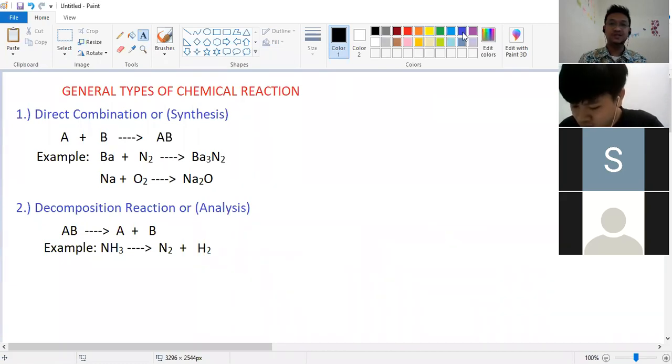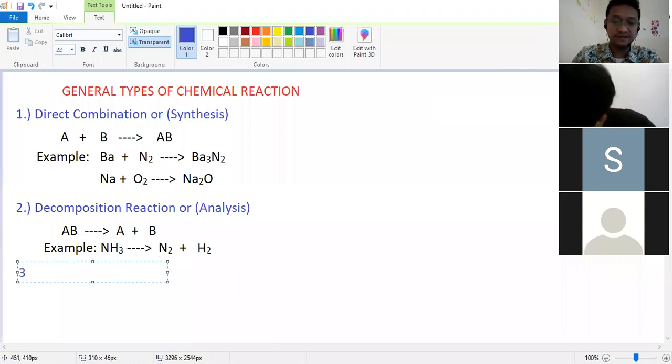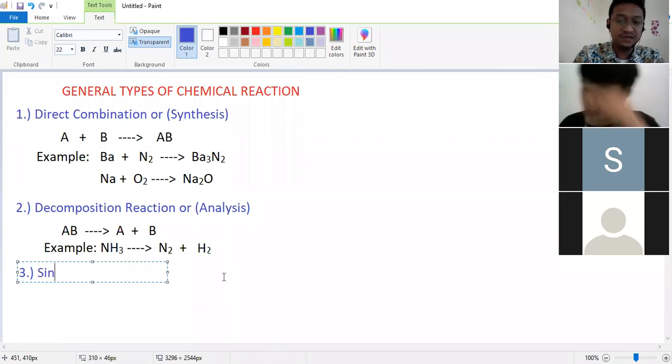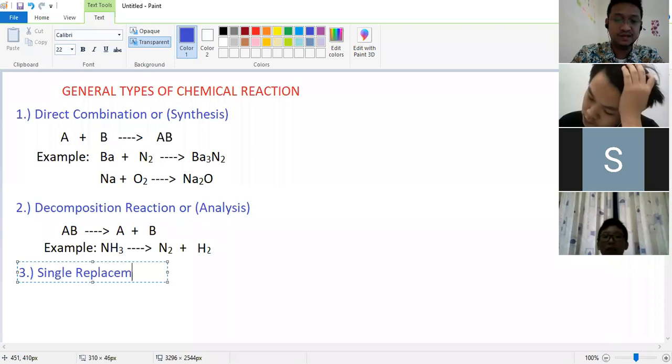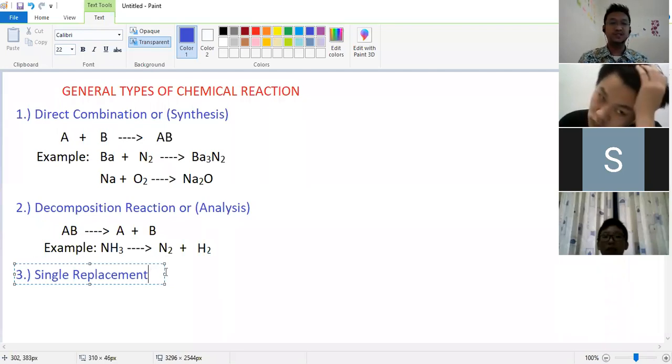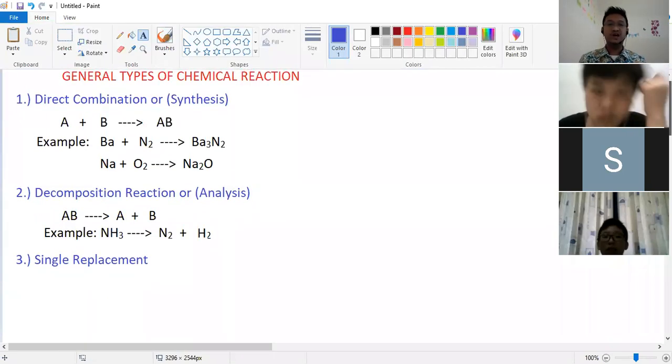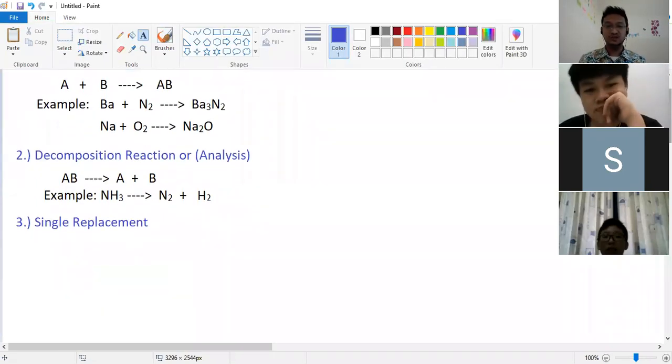So the third one is, number 3, we have single replacement. Okay, single replacement reaction. Now, we don't have an equivalent term for this, so we just call it single replacement reaction. So how does a single replacement reaction work?